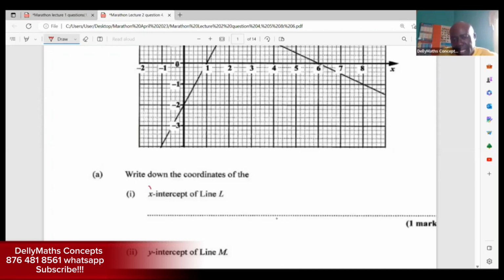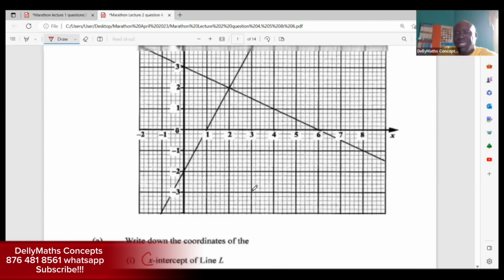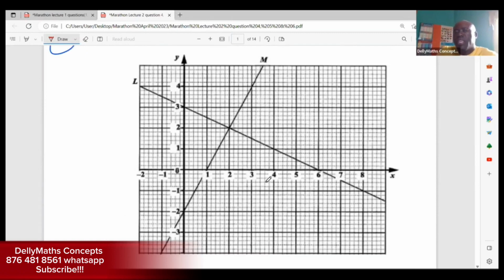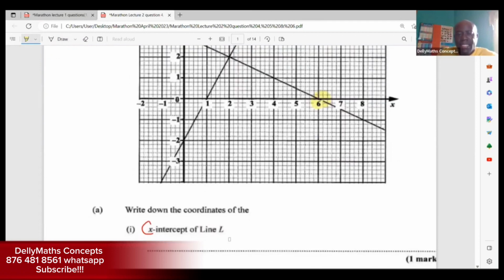the x-intercept. Well, knowing the meaning of the word is important. An intercept is where something crosses something. So the x-intercept will be here, right? That's the x-intercept for the line L.